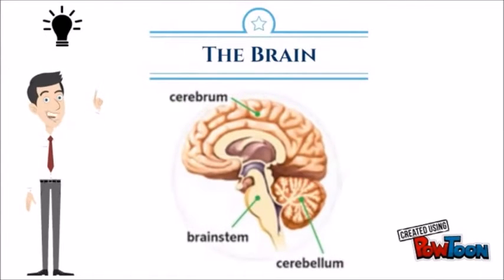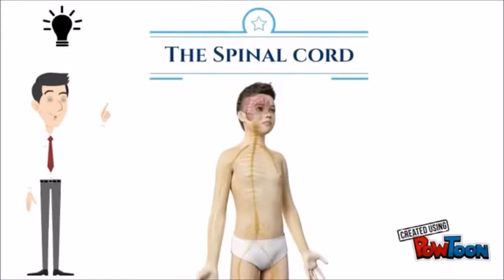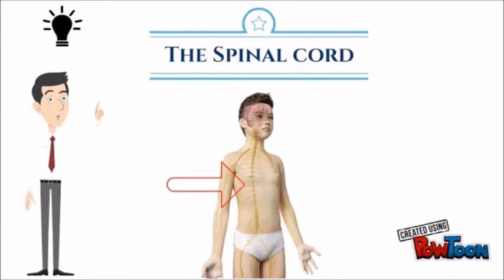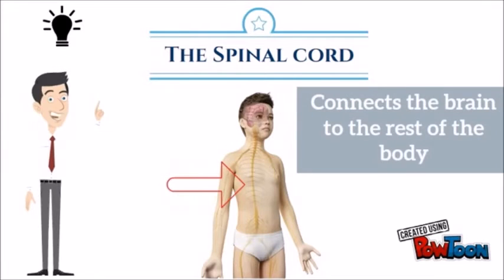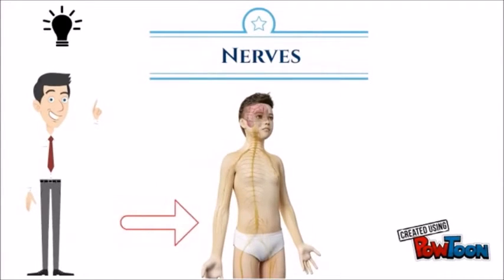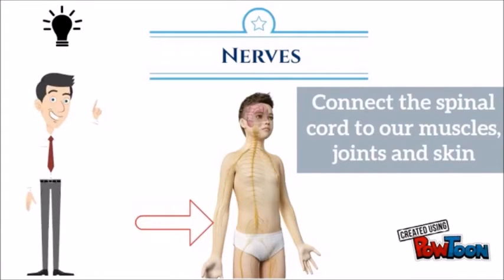It is made up of the cerebrum, the cerebellum, and the brainstem. The spinal cord connects the brain to the rest of the body. Nerves connect the spinal cord to our muscles, joints, and skin.